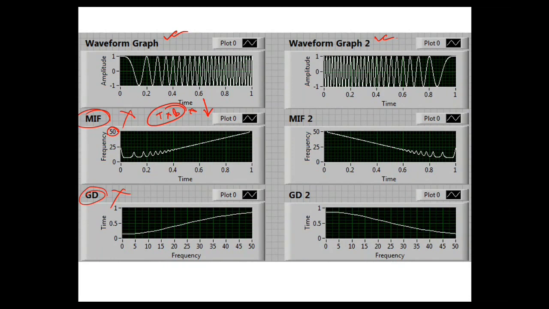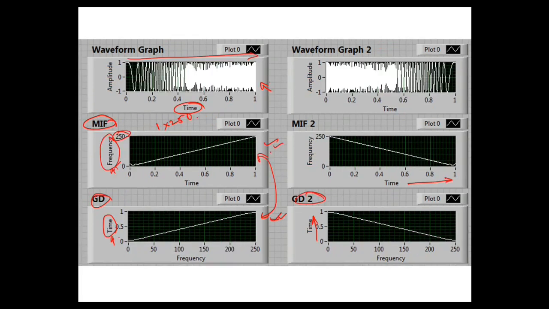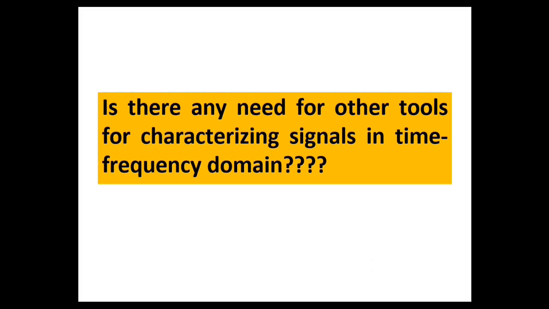So this is one of the important disadvantages of the mean instantaneous frequency and the group delay, and hence they are not used in very high level analysis. So the question which arose is, is there any need for other tools for characterizing signals in the time frequency domain? The answer is yes.